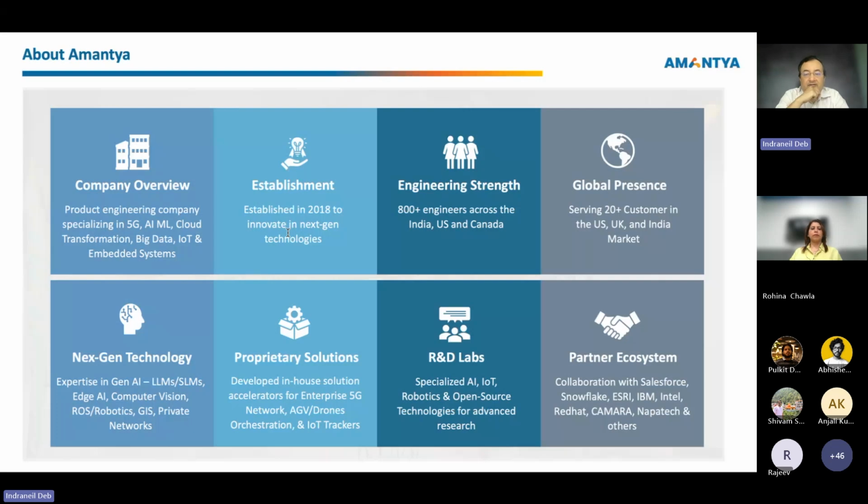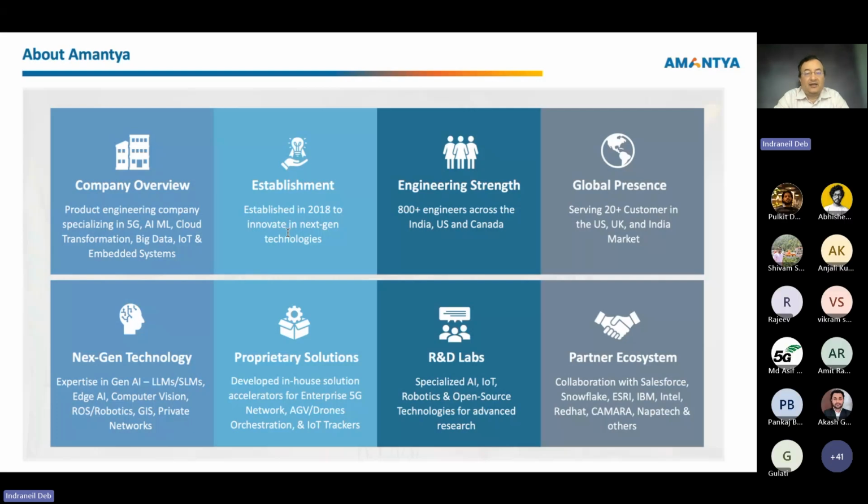We are around 800 strong engineers located in various geographies across India, US, and Canada. Our customers, more than 20 in number, are characterized by a mix of operators, OEMs, and software vendors, both in the RAN and core domain, and are based in the US, UK, and the India market. Currently, we are deeply involved in serving customer bases in a host of technology areas, ranging from AI, to robotics to private networks.